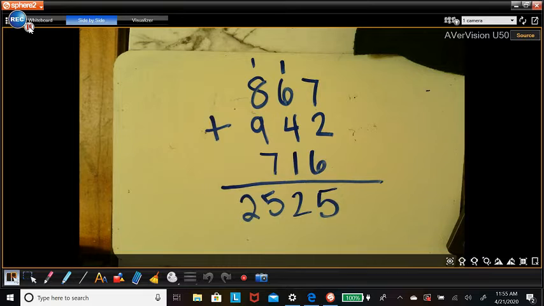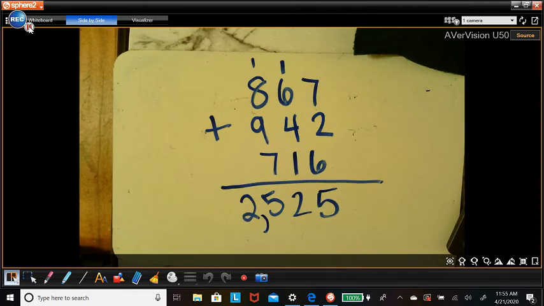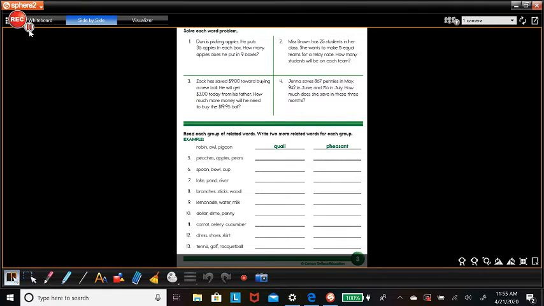Here it is. 2,525 pennies. And that's all I want you to do on that problem. So she saved a total of 2,525 pennies, which would be a total of $25.25. But all I want you to do is this. Now we have finished the math problems.